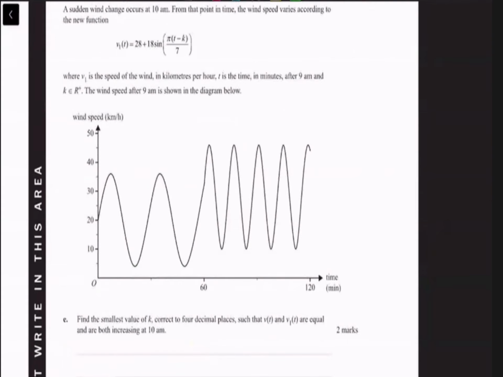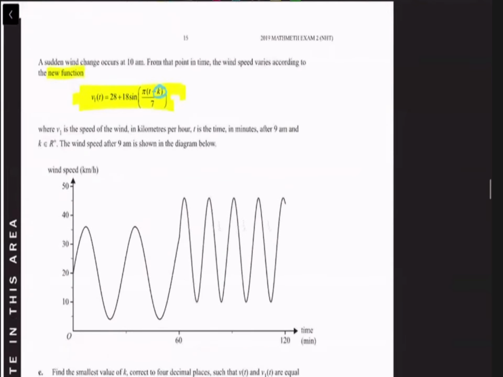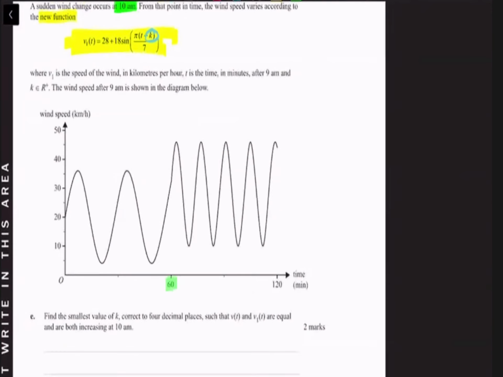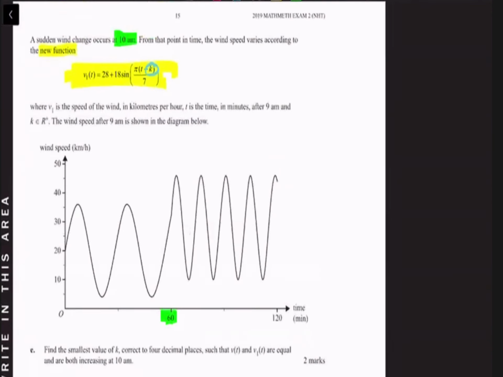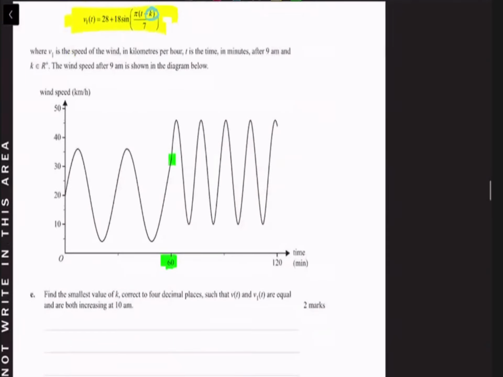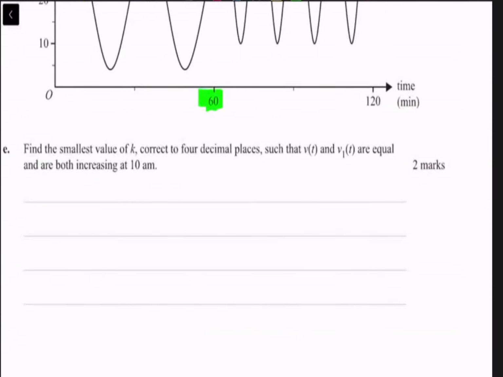So suddenly they're changing, so it's a new function. They're changing the old one, and there's this k that we don't know what it is. The change occurs at 10 o'clock. So up until this point it's the other graph, but as soon as you see this weird bend here, it's the new graph. So find the smallest value of k, show that v and t are equal and both increasing at 10 a.m. So there's two things to consider here: that v and t are equal and they're both increasing.